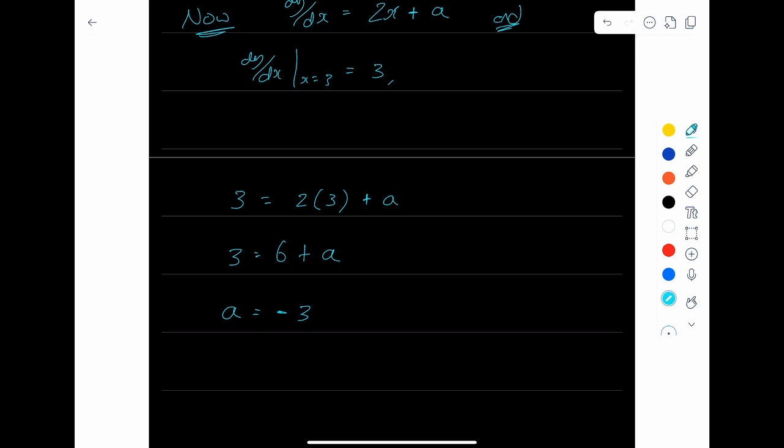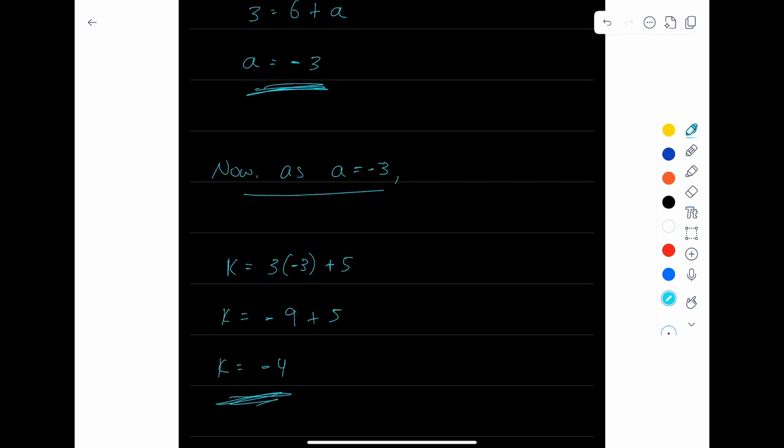Now if we loop all of this back, k is equal to 3a plus 5, which means that we get 3 times negative 3 plus 5, which is equal to negative 4. As a result, our answer is therefore a equals negative 3, k equals negative 4.